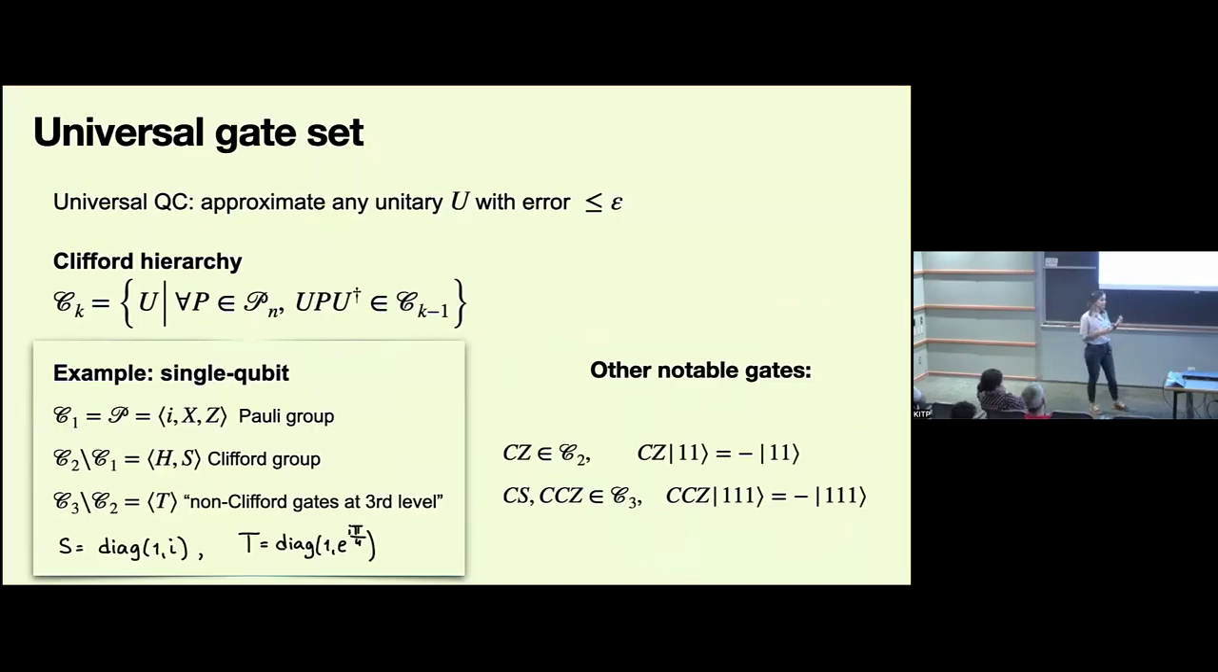And similarly, we care at the third level of the Clifford hierarchy. So now these are those incommensurate rotations that we care about. We have a 3 qubit gate that only gives a -1 phase if all 3 qubits are in state 1. So these are 2 notable gates because they're going to be important for this talk.